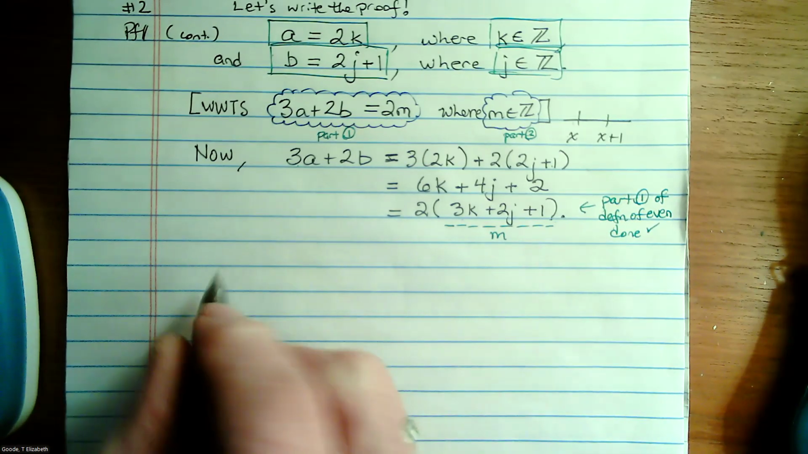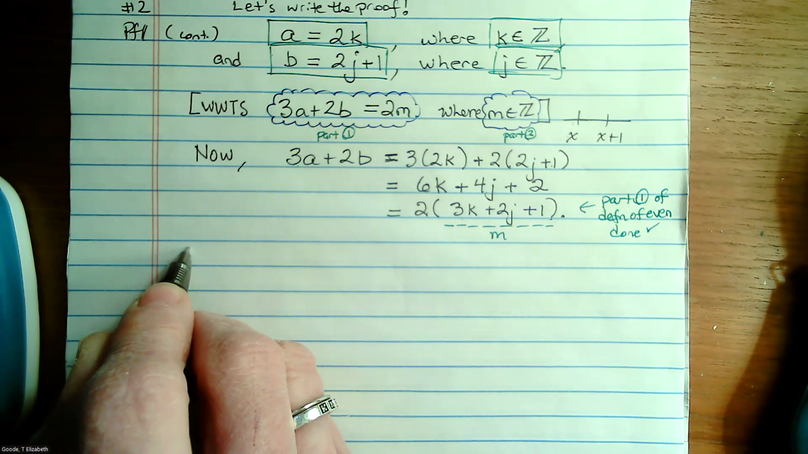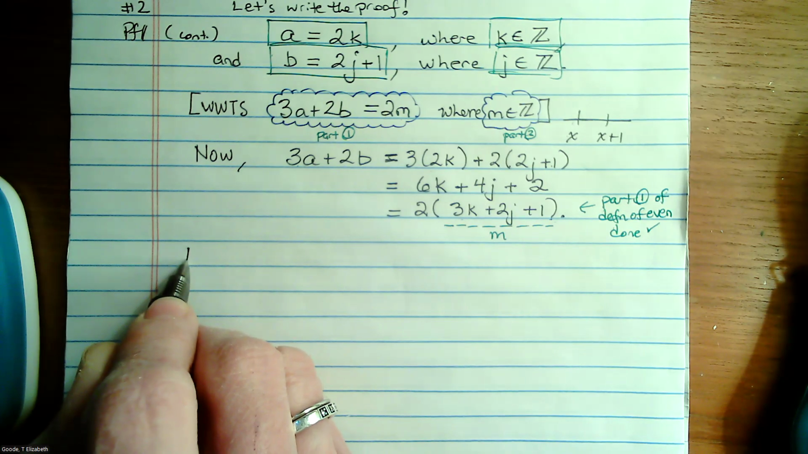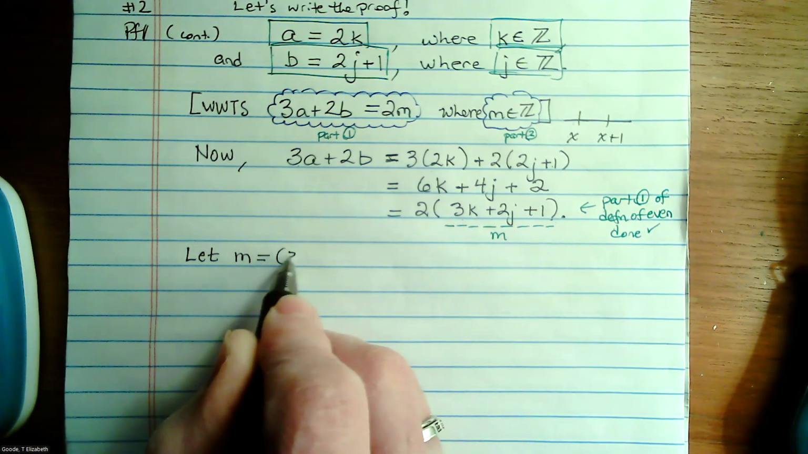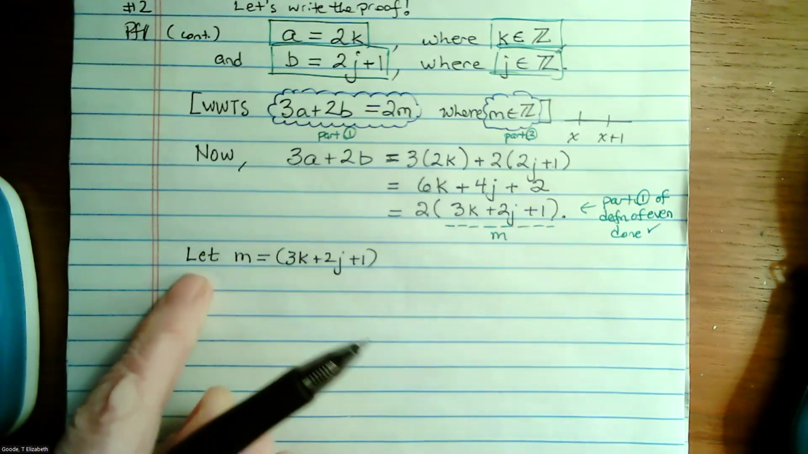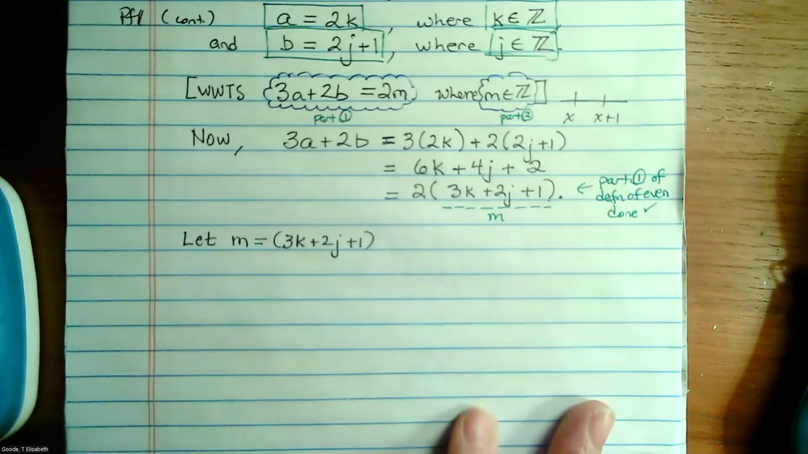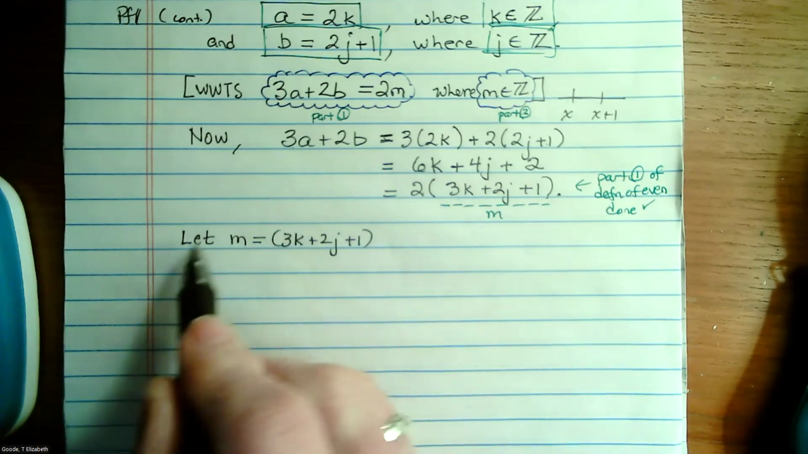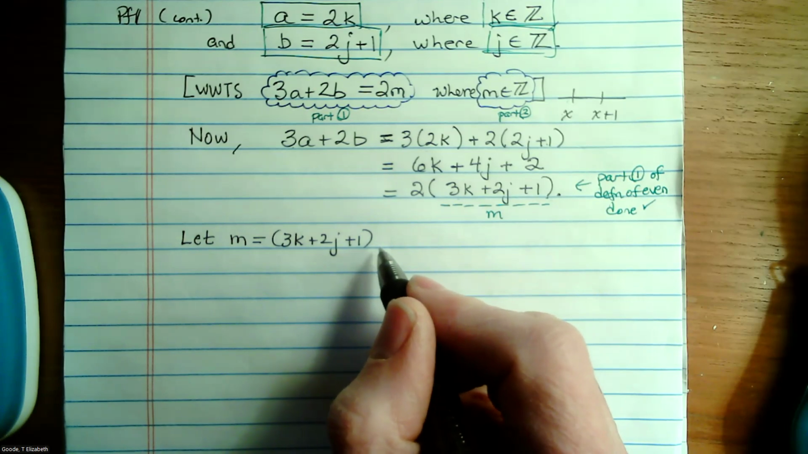Well, I wrote M equals 3k plus 2j plus 1, which by the closed property of integers for addition, all right, I'm going to put a word in front of M because I don't want to start a sentence with a lowercase letter. So I'm just going to say let M equal that. Okay, see what I mean? Sometimes short sentences are good.